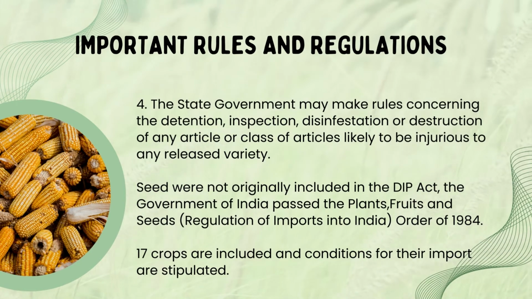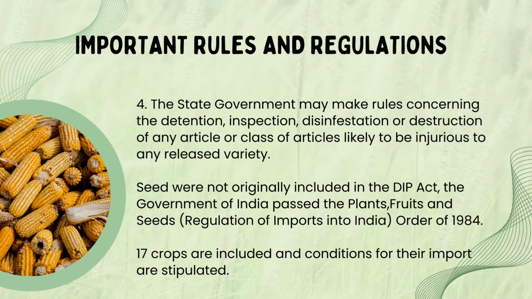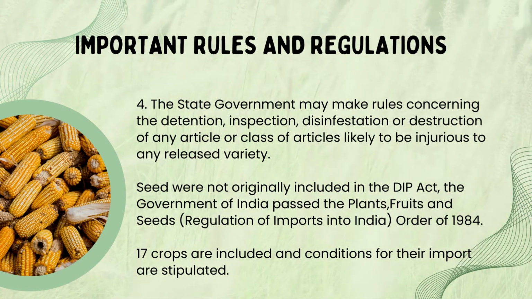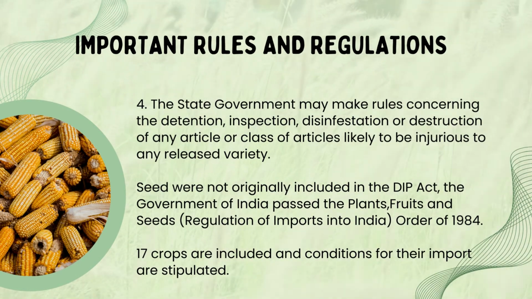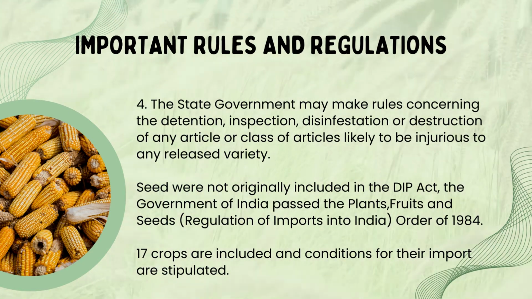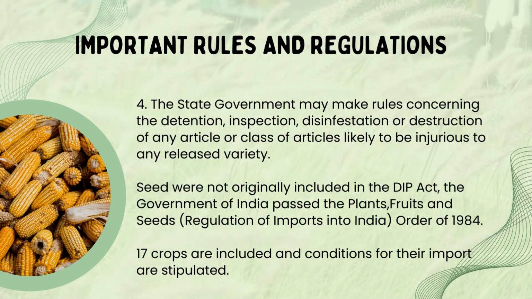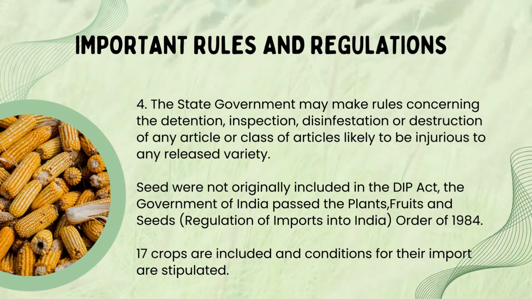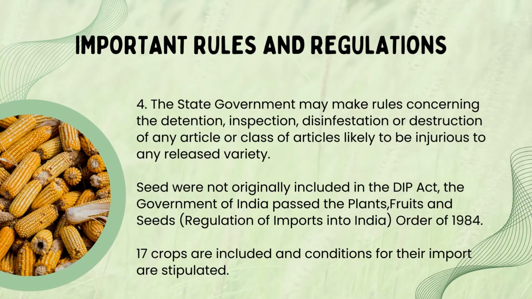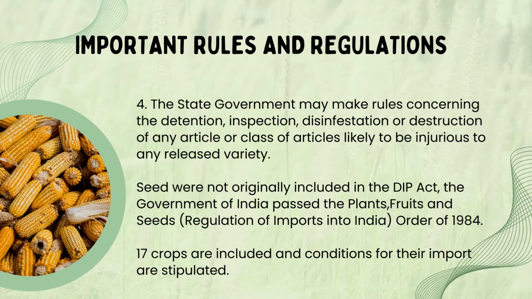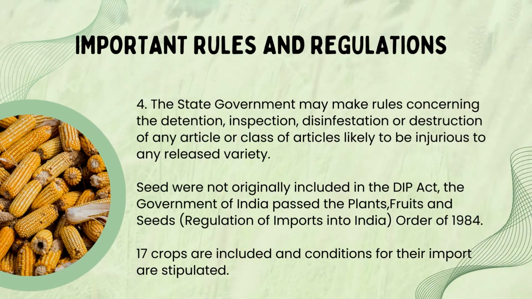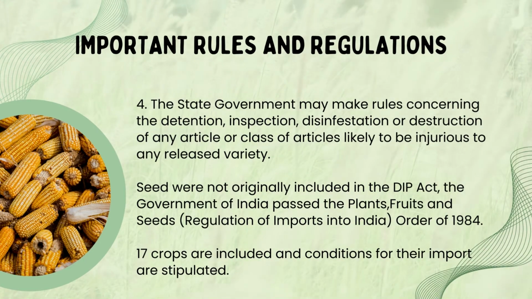3. The central government may make rules prescribing the nature of documents to accompany any article or class of articles. 4. The state government may make rules concerning the detention, inspection, disinfection, or destruction of any article or class of articles likely to be injurious to any crop. Seeds were not originally included in the DIP Act. The Government of India passed the Plants, Fruits and Seeds Regulation of Imports into India Order 1984. Many crops are included and conditions for their import are stipulated.